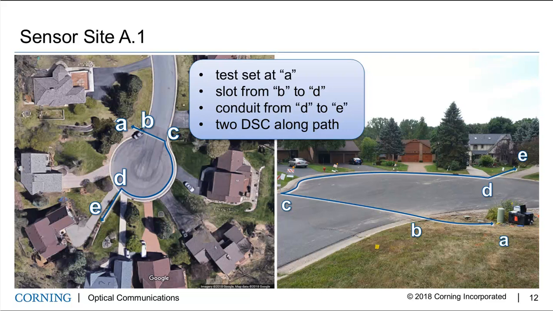Looking closer at site A1, the cul-de-sac, the test set, or the start of the cable, was at position A. It ran from A through the curb at D, across the road to C, then around the cul-de-sac through the slot to D, and then from D to E, the cable went through a duct. The photo on the right shows the view of that cul-de-sac. You see the test set located at point A, and then the cable ran from A across the road to C, around the cul-de-sac to D, and then back through that duct from D to E.